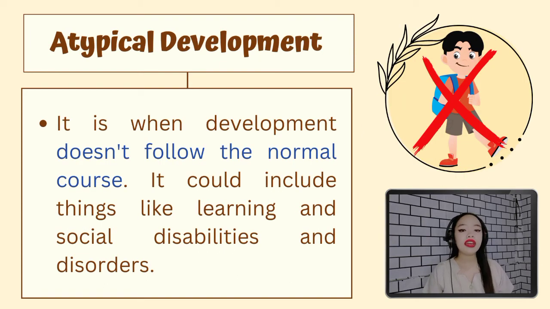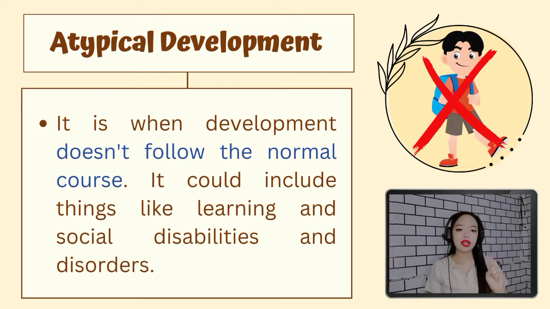On the other hand, atypical development happens when development doesn't follow the normal course. A child is developing atypically when he or she reaches a milestone earlier or later than other children his or her age. It could include things like learning and social disabilities and disorders. In short, atypical development can manifest in different ways, especially in children. For example, there can be physical delays such as a delay in gross motor skills, or there can be cognitive dysfunction such as inability to focus on something.